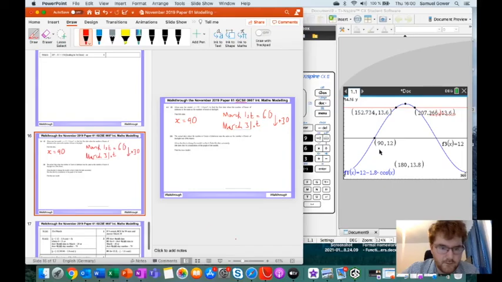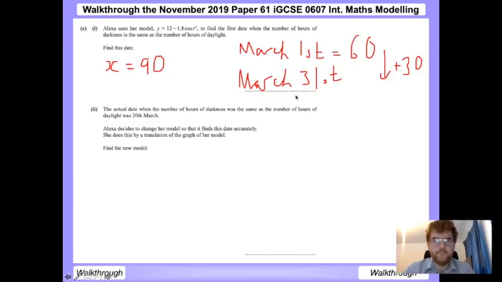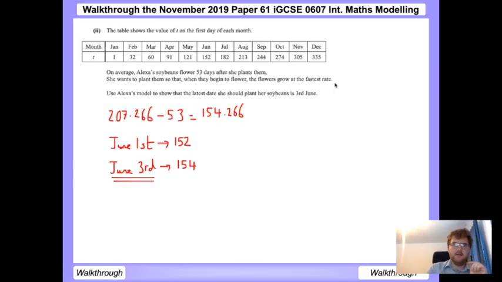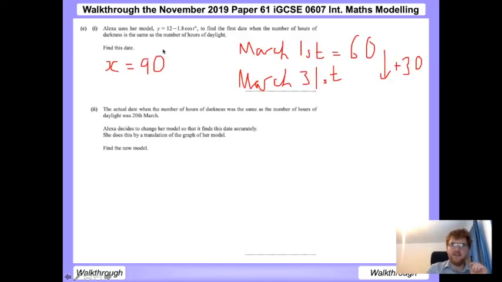Okay, so we get March the 31st. Because x was 90 from the graph, we know March the 1st represents 60 from the table, and so if we add 30 to that, which will get the 90 value, that will be the same as March the 31st.